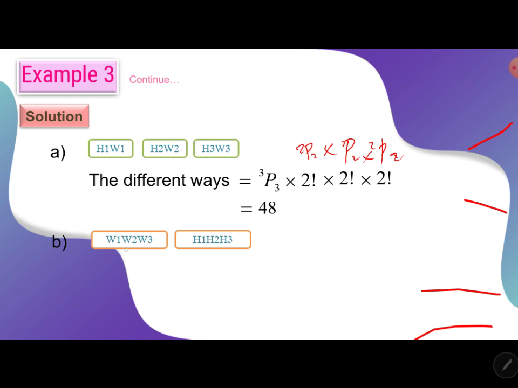So we don't have many ways, only one way. And then in between the wives, they can change seats. And in between the husbands also, we can change seats. So it will be 3P3 or 3 factorial multiplied by 3 factorial. So the answer will be 36.